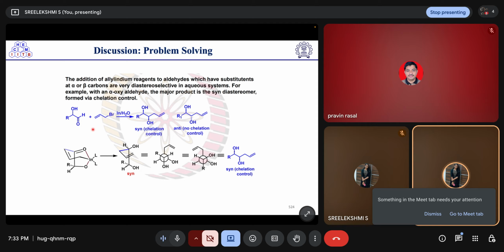So if we consider this alpha oxyaldehyde, here the major product is the syn product, which is chelation control, and the anti is the minor product, where no chelation is observed. So it will go through this type of chelation with indium, which will give this type of intermediate, and only this is observed, where this OH and OH have the same stereochemistry when we write in the zigzag form.